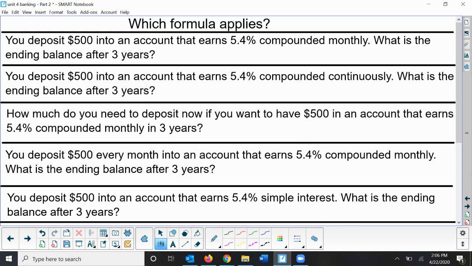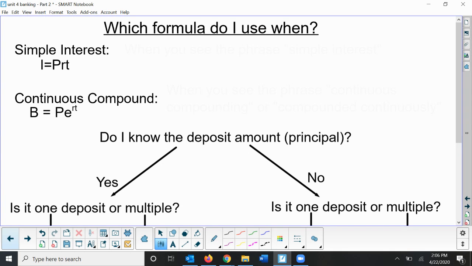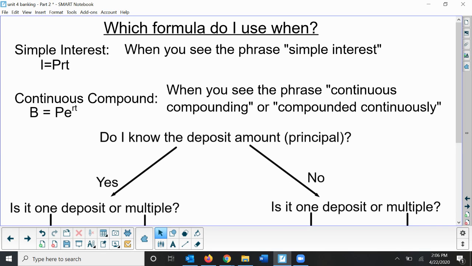What formula applies? If you did not see it, check out the video that explains the flow chart for determining our problems and the formulas that we use. That'll definitely help you out a lot. If you remember from the flow chart, the first two formulas are definitely the easiest to identify: simple interest and compound interest, continuous compounding. Those two have those phrases in the problems.